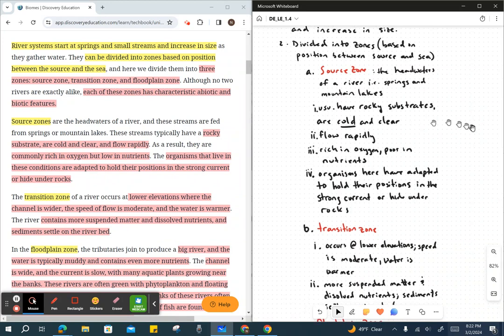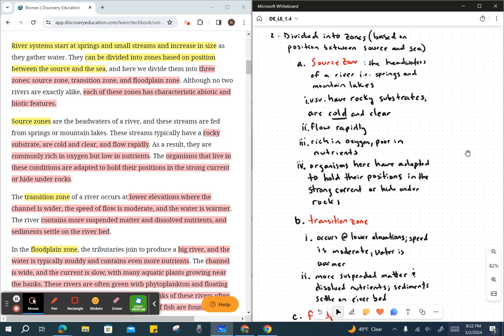Rivers can be divided into zones, based on where they are between the source, where they start, and usually where they end, which is the sea. So we have your source zone. These are what we call the headwaters of a river, where your mountain lakes and springs are. When they start up high like this, the substrates are usually rocky, not dirt. The waters are cold and usually clear. They're flowing pretty quickly. You tend to see rapid water movement, waterfalls.